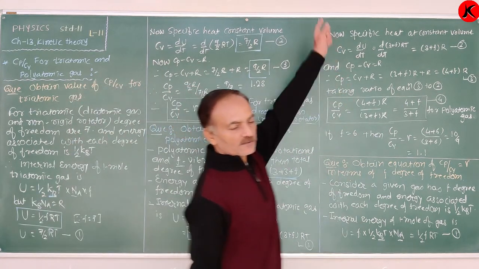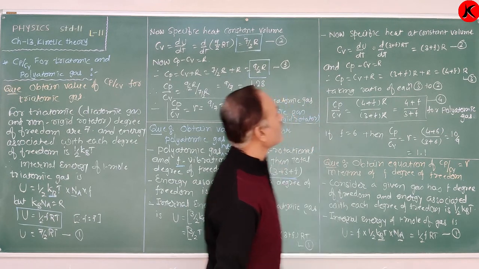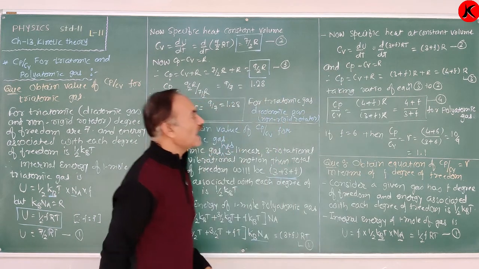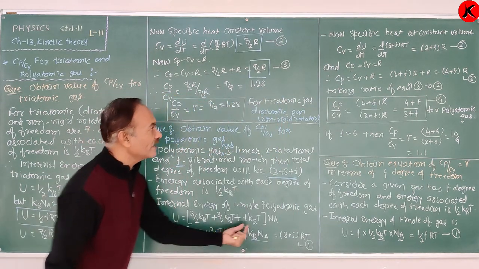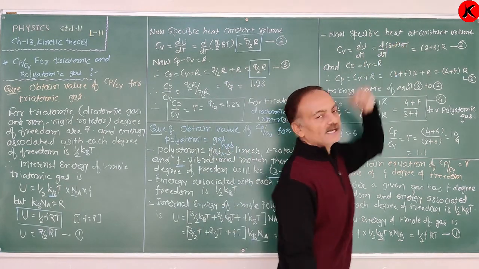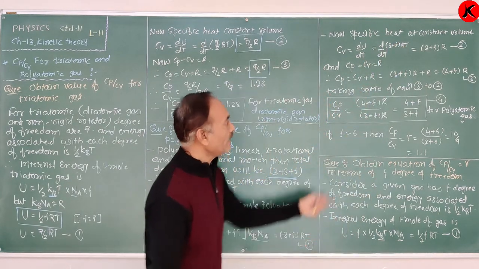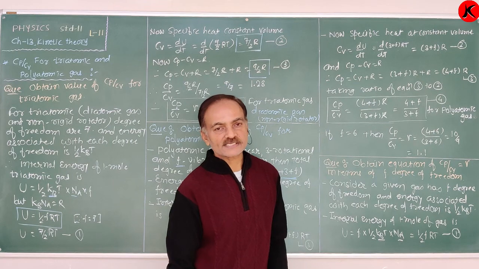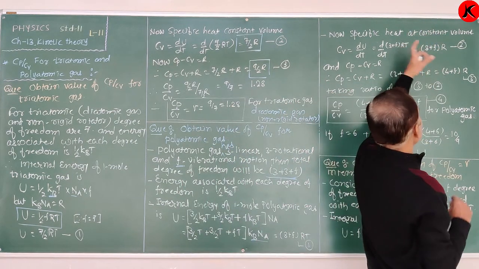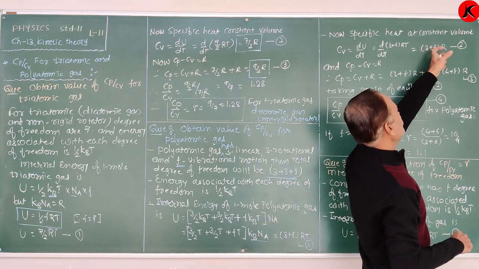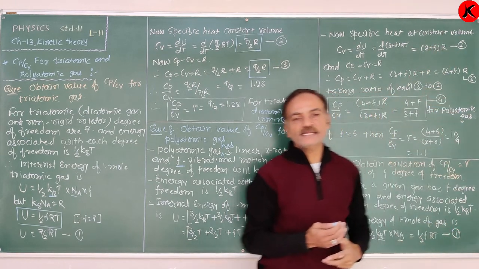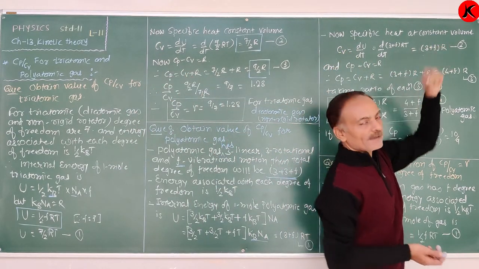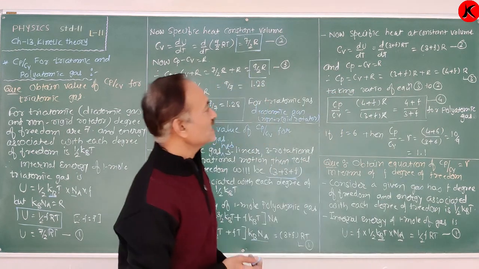Now from the definition of specific heat at constant volume, Cv is equal to dU by dT. We substitute the value of internal energy here. Therefore d by dT of (3 plus F) RT. Now listen, 3 is constant, F is constant, R is also constant, taken out of this derivative. Therefore (3 plus F) into R into dT upon dT. dT upon dT is 1. Therefore the value of Cv is (3 plus F) into R. That is our equation number 2.